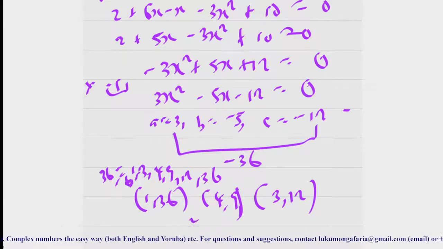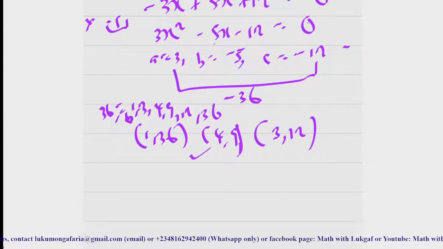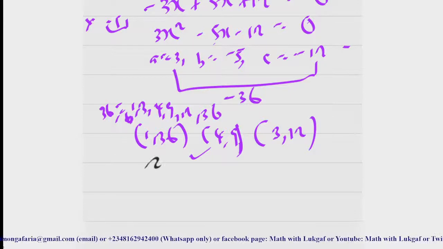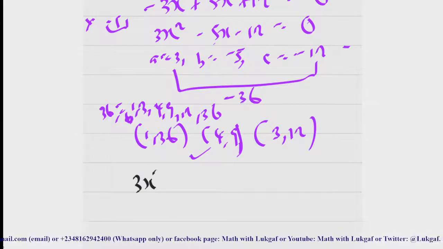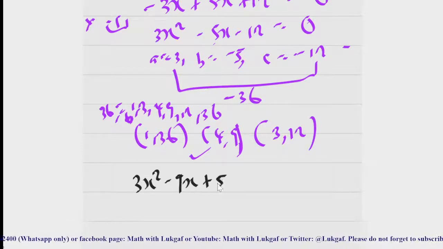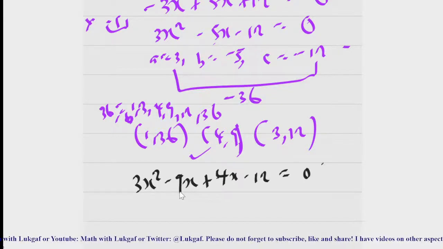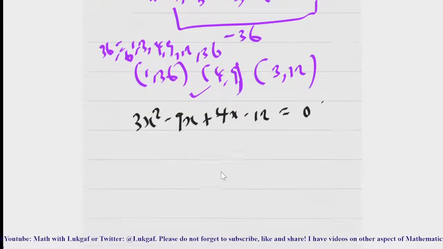I think it is this one, that is 4 and 9. You know, when I multiply 4 times minus 9, I'm going to have minus 36. And 4 minus 9 is also going to give me minus 5. Then you are going to replace it with this. Then I'm going to have 3x squared minus 9x plus 4x minus 12 is equal to 0. You can see that minus 9x plus 4x will give you minus 5x.